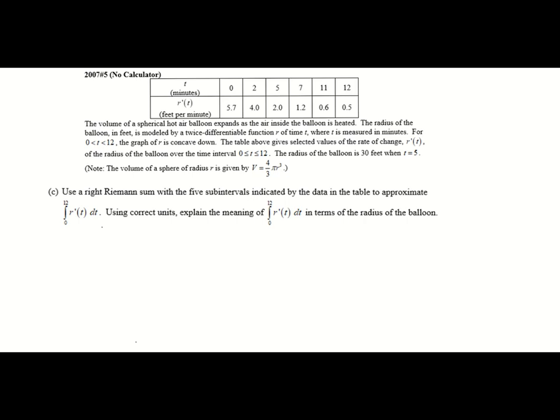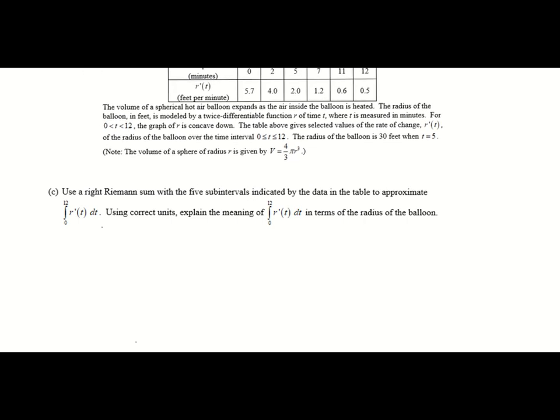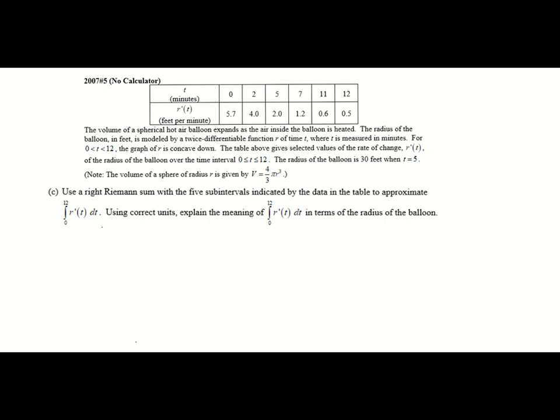Right Riemann sum means we're finding the areas of rectangles. The first rectangle is going to have a width of 2, because the difference of the first two times, 0 and 2, is 2. So it'll be 2 times. Then you choose for a right Riemann sum the y value, or the dependent variable value, that is on the right side of that interval. So the one with the greater time. So that's going to be 4 plus the next width would be 3 and the next height of the rectangle would be 2.